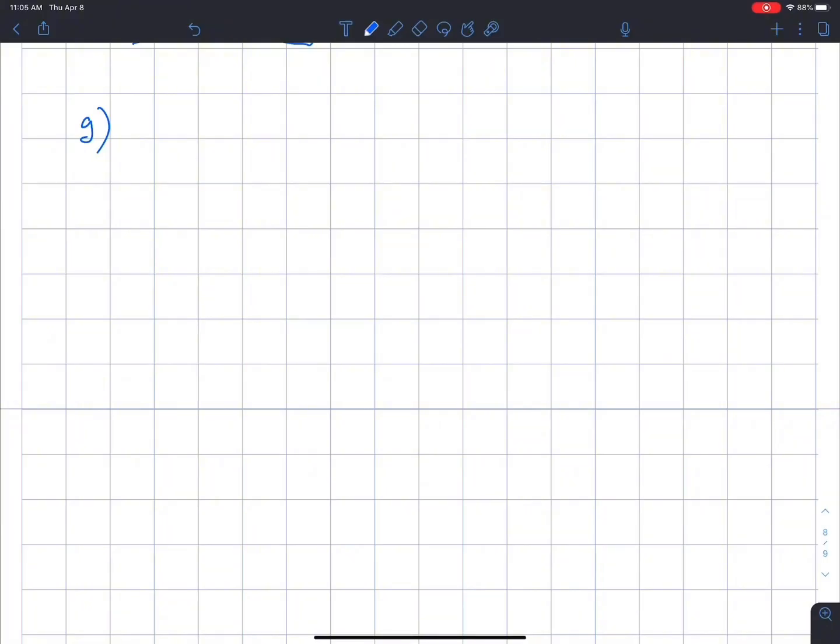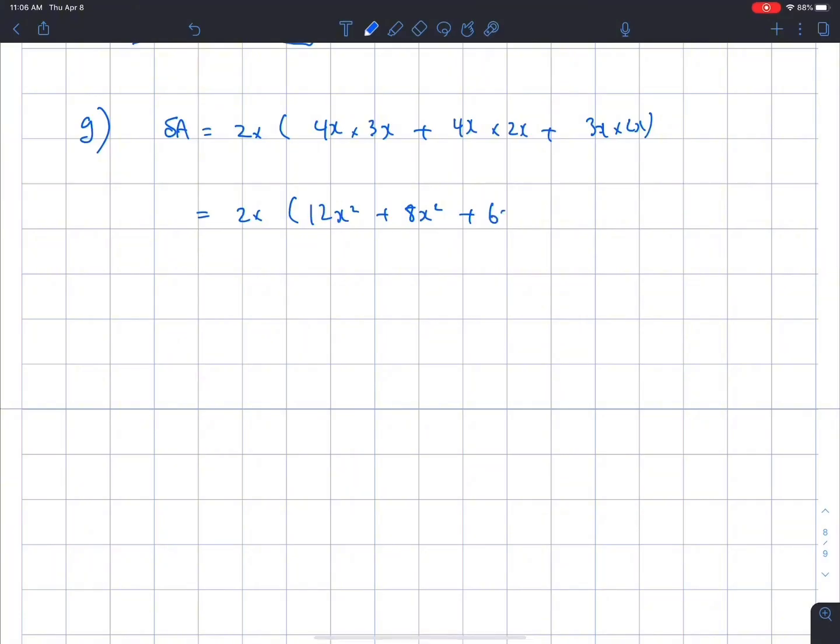G. So surface area is just 2 times length times width plus length times height plus width times height. So 4x times 3x is 12x squared. 4x times 2x is 8x squared. And then 3x times 2x is 6x squared. We add it up. 12x squared plus 8x squared is 20x squared plus 6x squared is 26x squared. And then 2 times 26 is 52. That's the surface area.